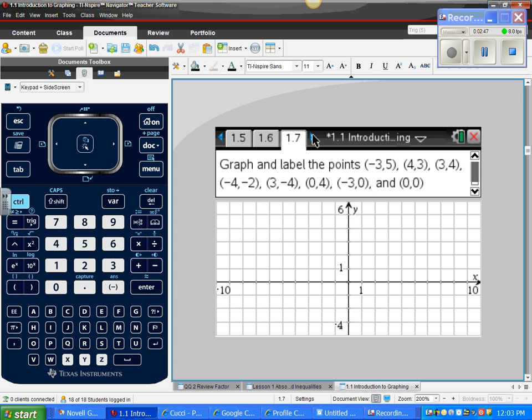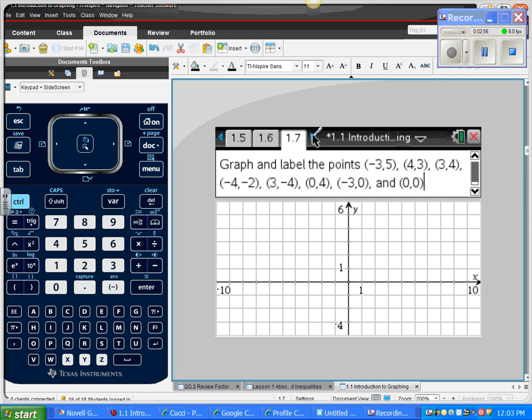Okay, so we're going to graph and label the points -3, 5, 4, 3, 3, 4, so on and so forth. Okay, first point, -3, 5. So -3 is our x. We're going to go back 3. So 1, 2, 3, and up 5. 1, 2, 3, 4, 5. Here's our point. Okay, so back 3, up 5 gives us -3, 5. 4, 3. Forward 4, up 3. 3, 4, over 3, up 4.